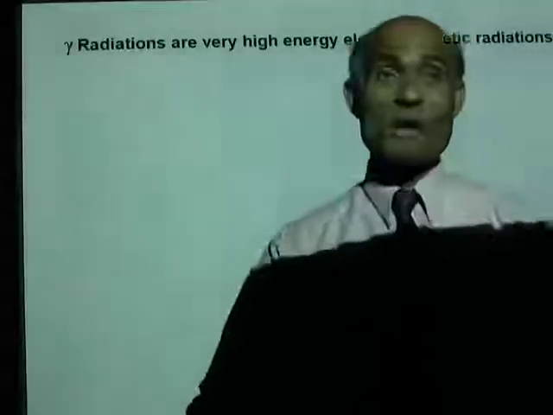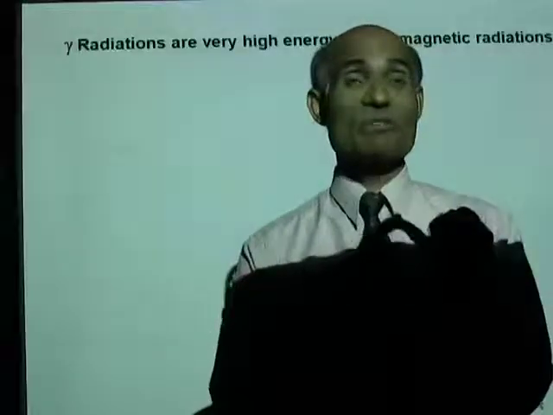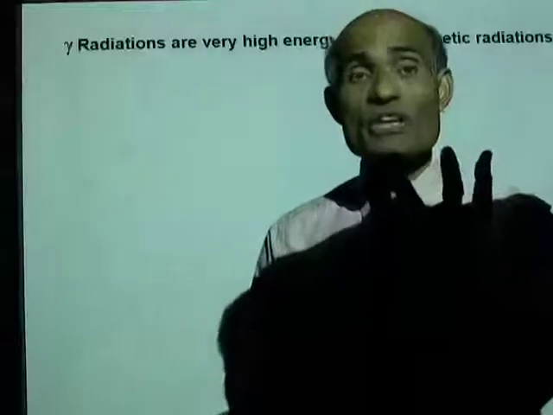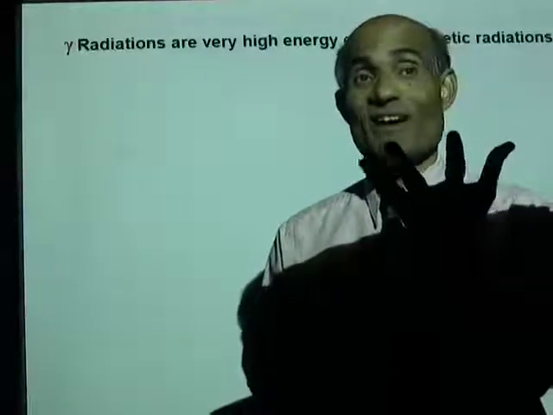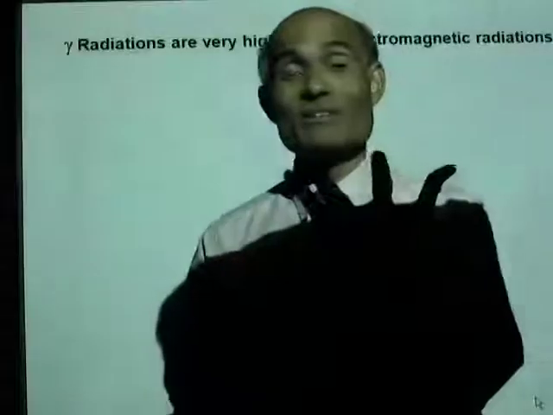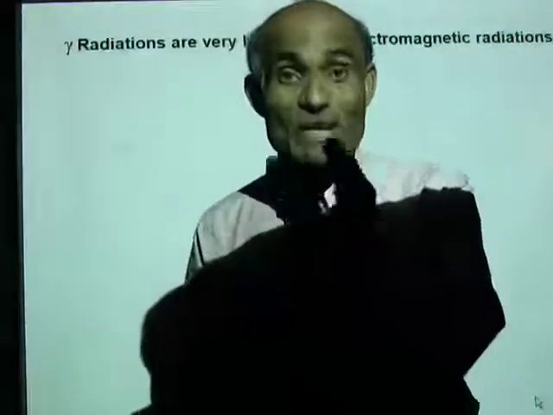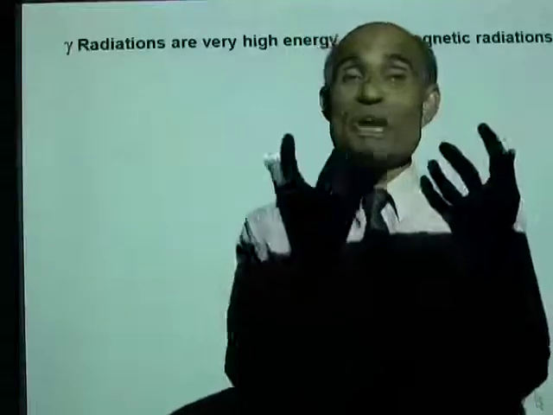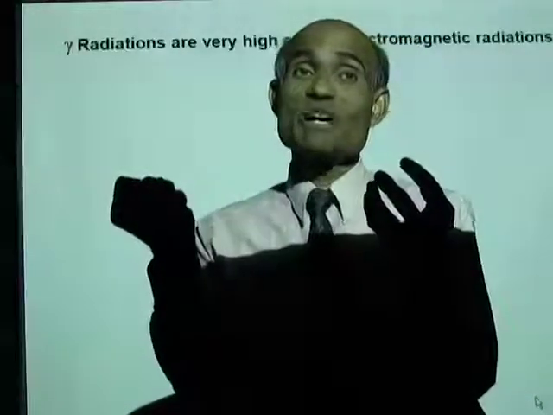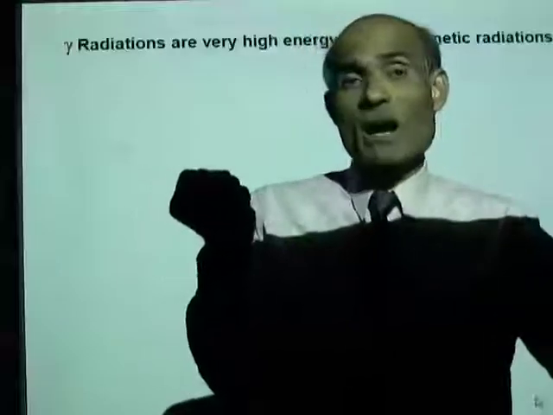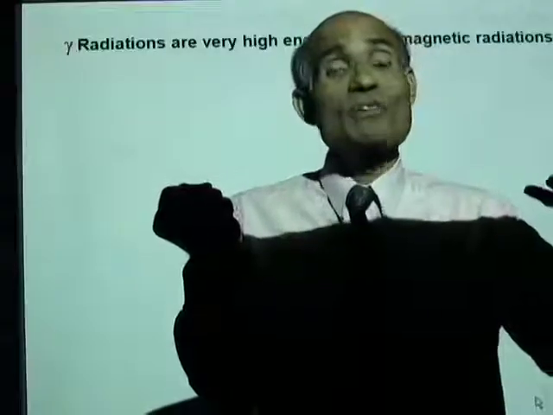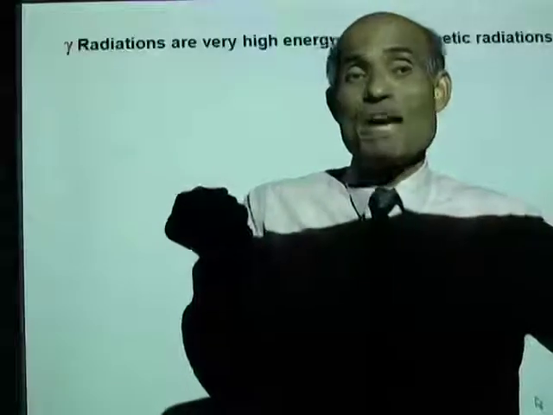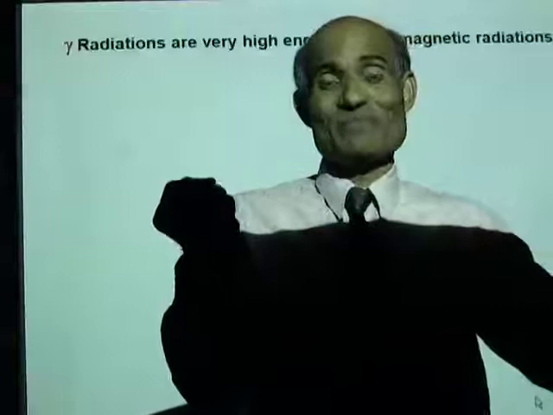Now, we talked about two types of radiations, alpha radiations and beta radiations. Now tell me, what are alpha radiations? Alpha radiations are helium nuclei. They're made up of 2 protons and 2 neutrons. The emission of an alpha particle will result in leaving behind the nucleus of an element of atomic number 2 units less and mass number 4 units less.